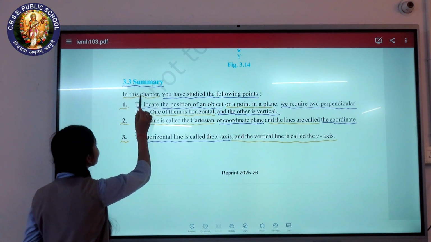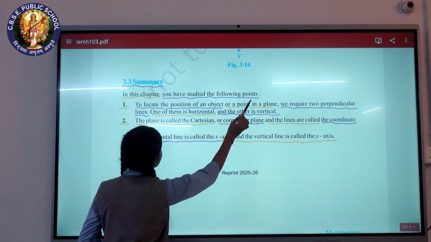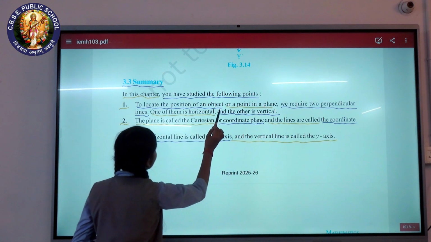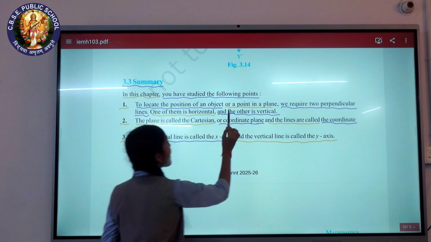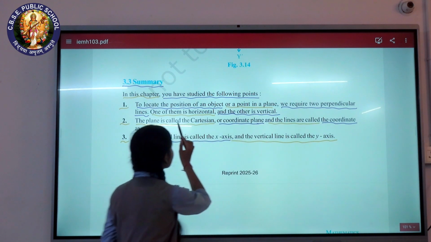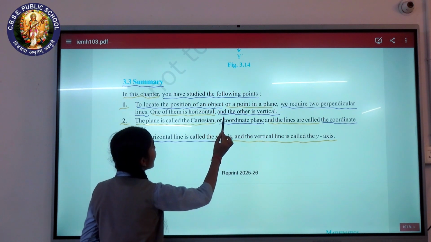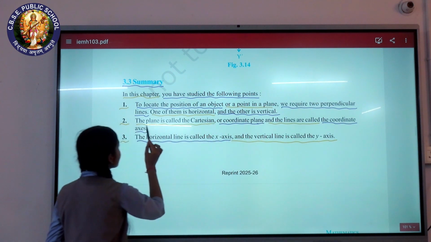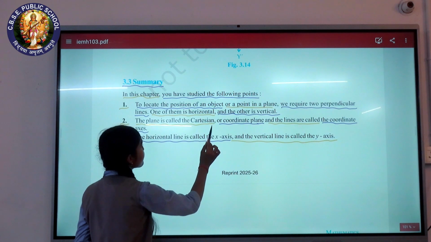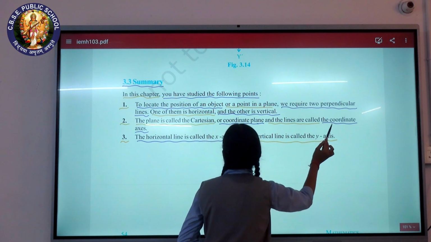3.3 Summary. In this chapter, you have studied the following points. First, to locate the position of an object or point in a plane, we require two perpendicular lines. One of them is horizontal and the other is vertical. Second, the plane is called the Cartesian plane or coordinate plane and the lines are called the coordinate axes.